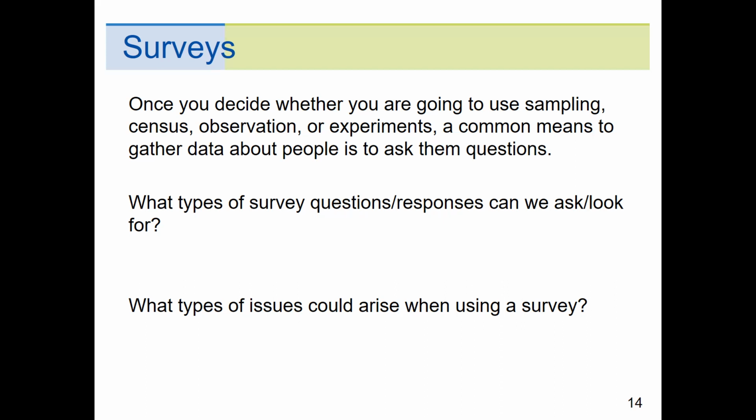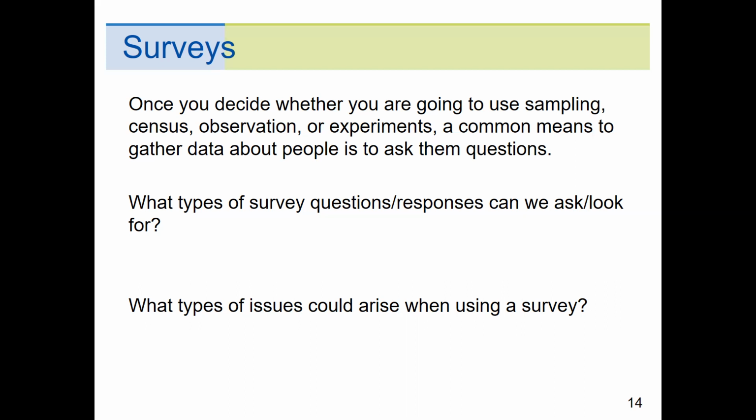Now, the types of questions we could look for, you could look for yes or no responses. You could look for multiple choice where you give them options to pick. You could give Likert scale responses, which is basically saying, on a scale of 1 to 5, 5 being the best, 1 being the worst, how would you rate blank? So there's a lot of different ways we could conduct a survey or ask questions.